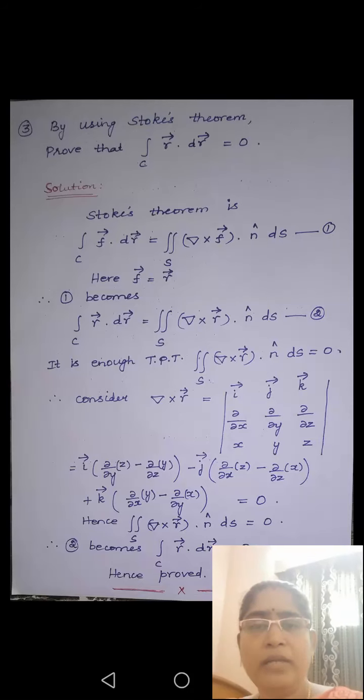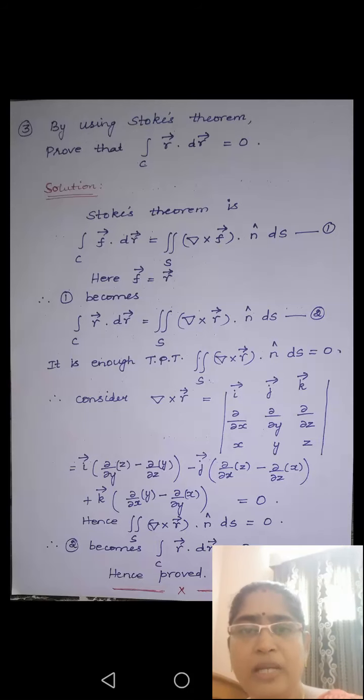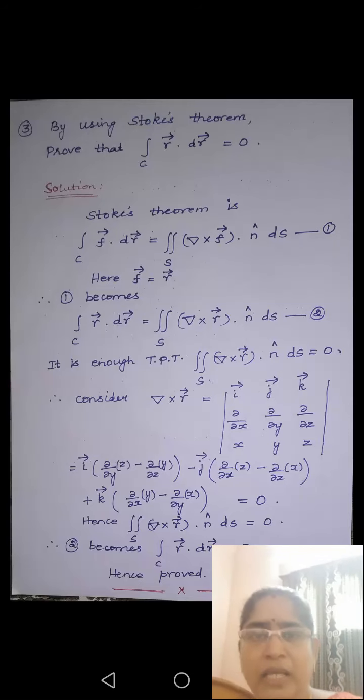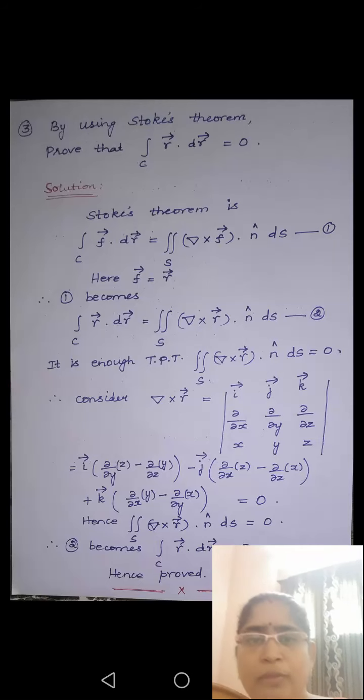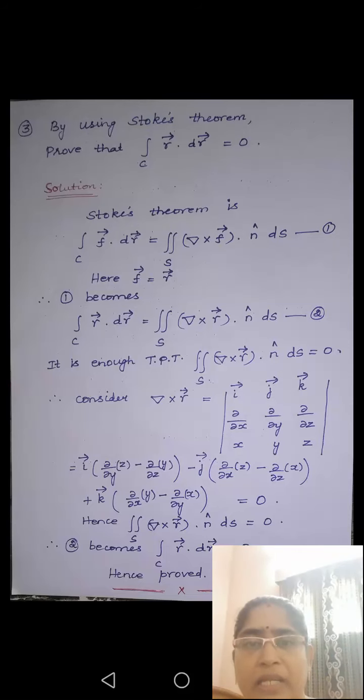Therefore, equation 1 becomes integral over C r vector dot dr vector is equal to double integral over S del cross r vector dot n cap into ds. Therefore, it is enough to prove that double integral over S del cross r vector dot n cap into ds is equal to 0. Therefore, consider del cross r vector is equal to determinant of i vector, j vector, k vector, dou by dou x, dou by dou y, dou by dou z, x, y, z.